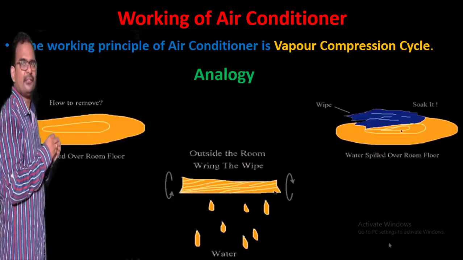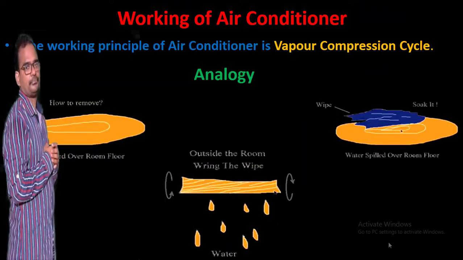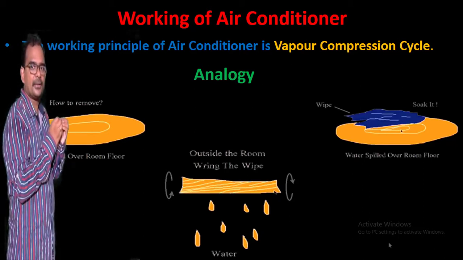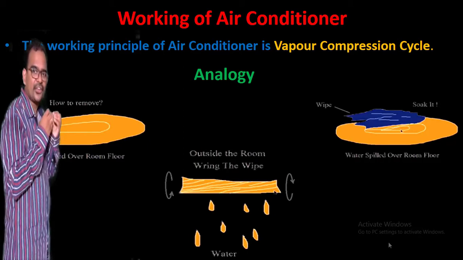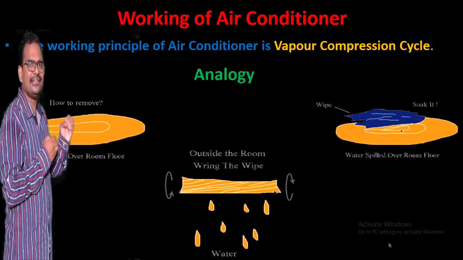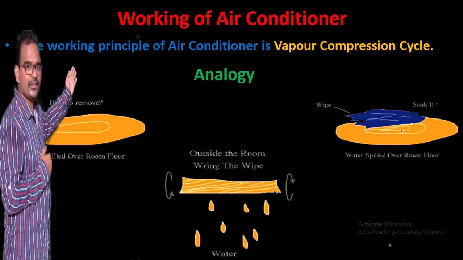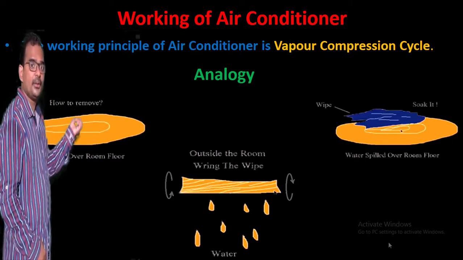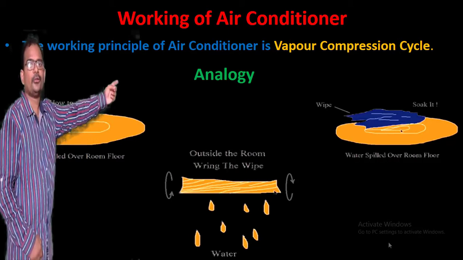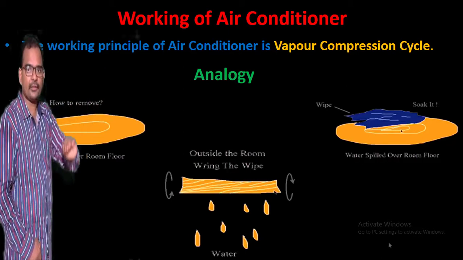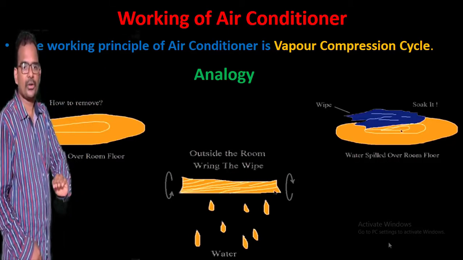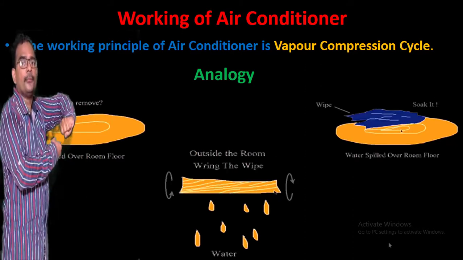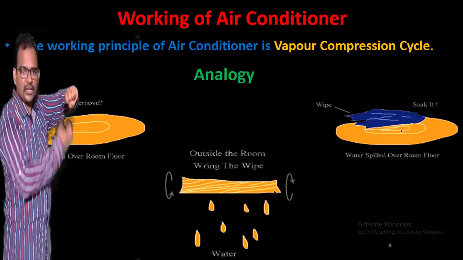Now let's see the working of an air conditioner. The air conditioner works on the principle called the vapor compression cycle. To understand this vapor compression cycle, let's see an analogy. In the figure, you can see water is spilled over the room surface. Now how does this water have to be removed from the surface? What you are doing is taking a wipe and soaking the wipe in the water which is spilled over the room, and then you will take it outside and wring it so that the water will come out.